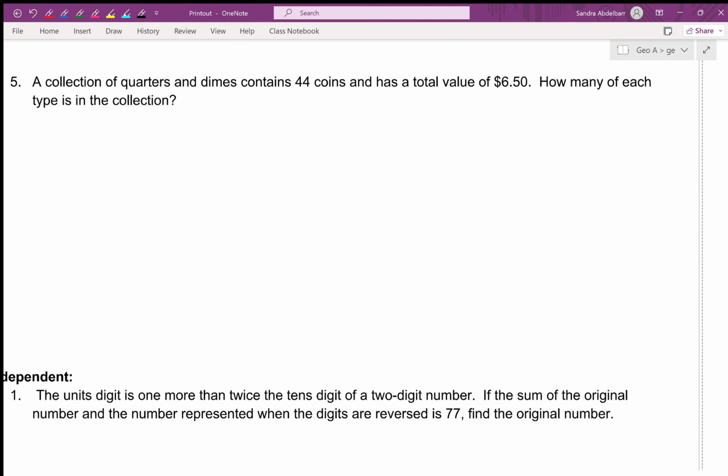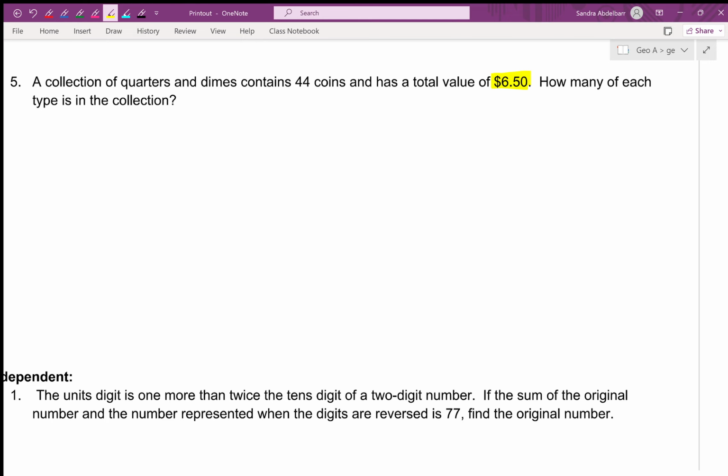All right, so it says a collection of quarters and dimes contains 44 coins and has a total value of $6.50. Because we're talking about the financial value, we have to remember that a dime is more than a nickel, a quarter. Oh, this is just quarters and dimes. Okay, a quarter is more than a dime. So we have to remember it makes a difference now. How many of each type is in the collection?